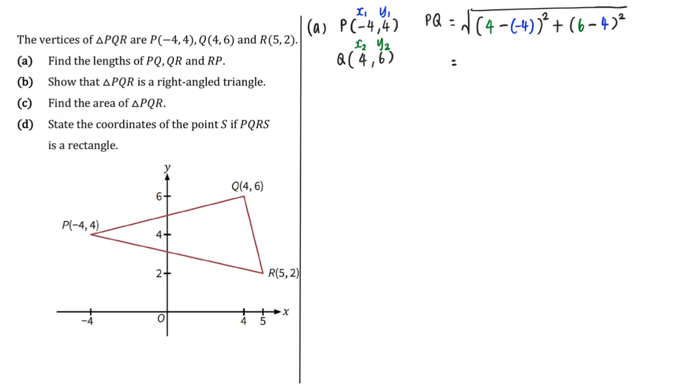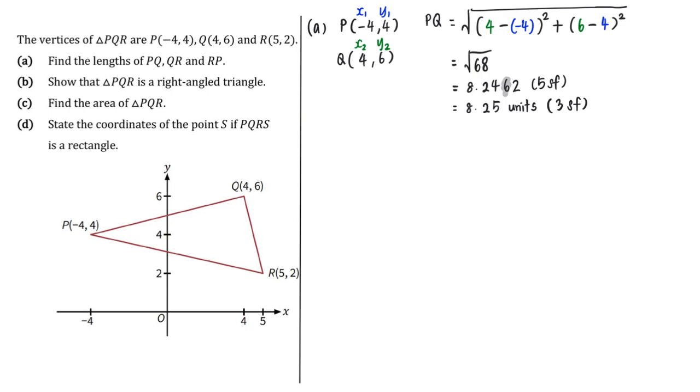And this will give me a value of square root 68, which will be equals to 8.2462 to 5 significant figures, followed by 3 significant figures. Since this is 6, then my 4 will become 5, so 8.25 units to 3 significant figures. So that is for PQ.